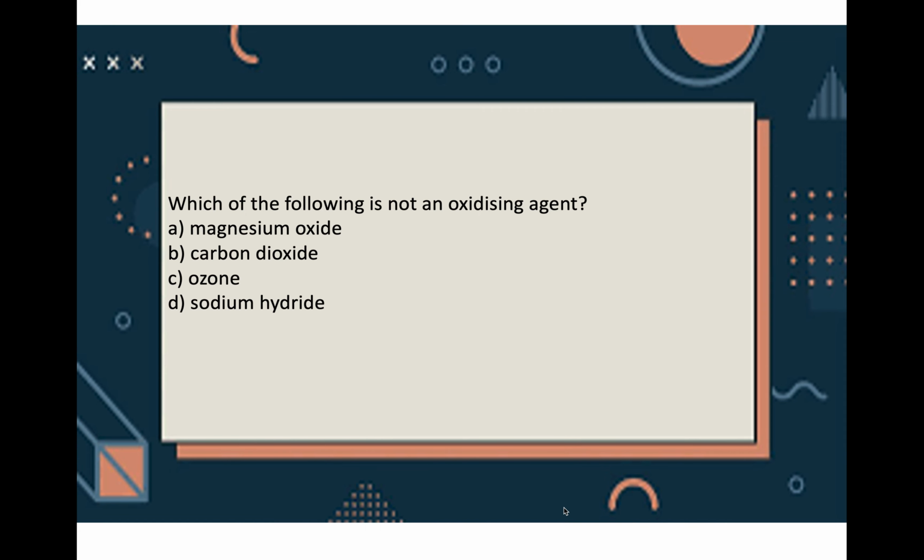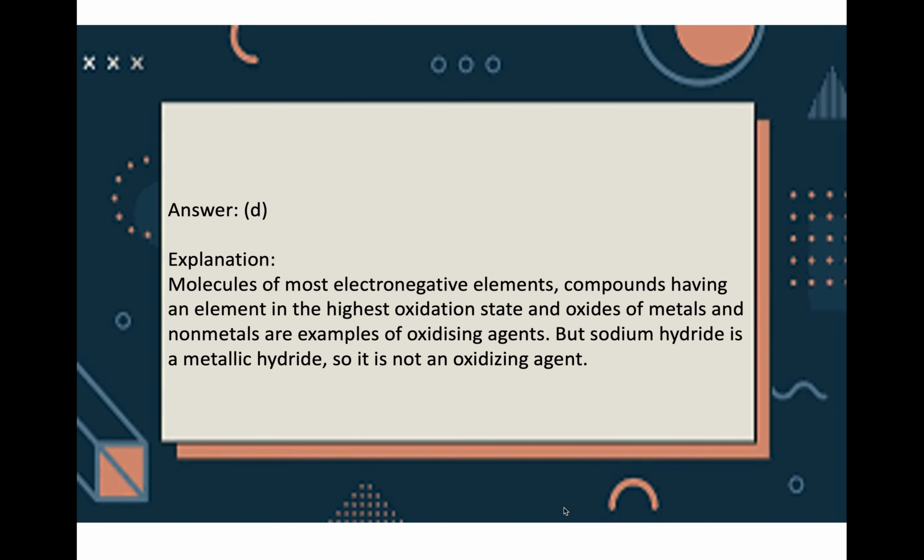Remember, don't get confused. Okay, now here the molecules are mostly electronegative elements. These are compounds having an element in the highest oxidation state, and metal oxides and non-metal oxides are examples of oxidizing agent. So sodium hydride, it's a metallic hydride, so that is not an oxidizing agent, remember. So sodium hydride is not an oxidizing agent.